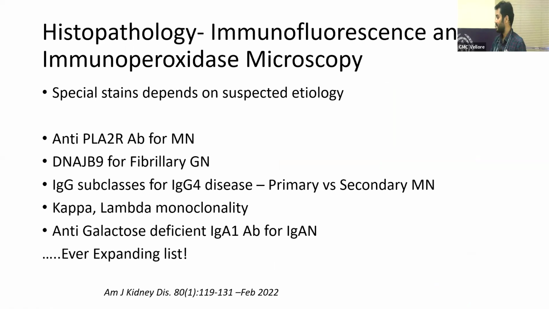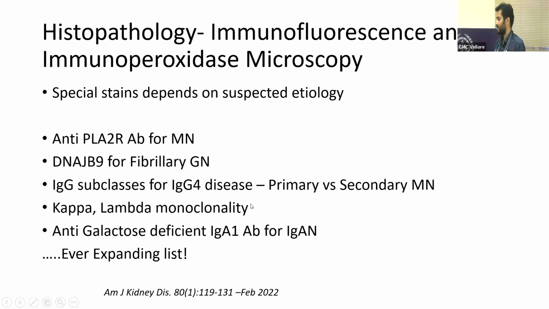So, some special stains are also used to detect a particular etiology if you are suspecting one. If you are suspecting membranous nephropathy, you have to do anti-PLA2R antibodies. Currently, lots of newer antigens and antibodies are coming, like anti-nephrin antibodies for MCD. And if you are suspecting fibrillary GN, DNAJB9 is useful.